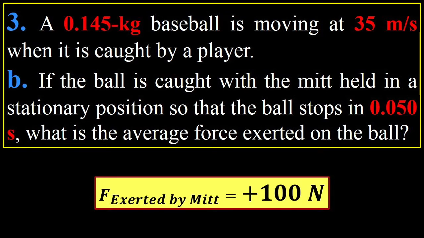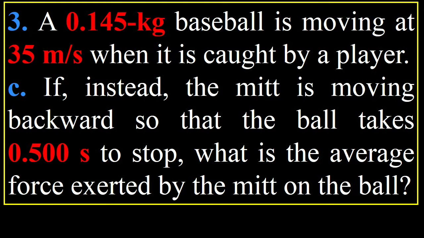But it says, what is the average force exerted on the ball? If the ball is caught with a mitt held in a stationary position, what is the average force exerted on the ball? Well, it's going to be positive. The ball is going to exert negative, and the mitt exerts a positive. Now, if instead the mitt is moving backwards so that the ball takes 0.5 seconds to stop, what is the average force exerted by the mitt on the ball?